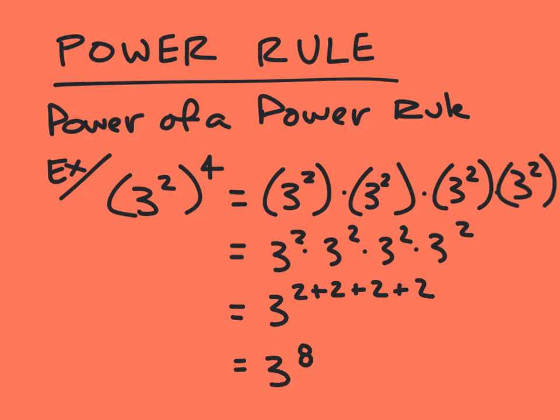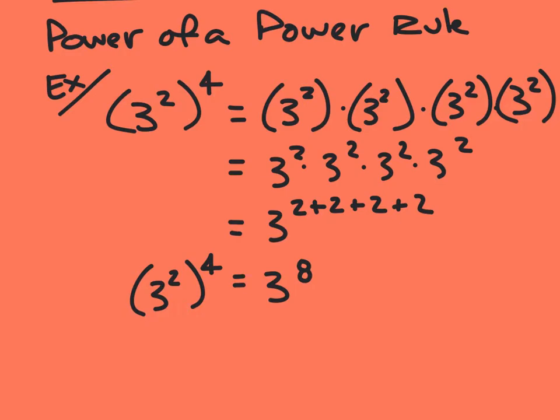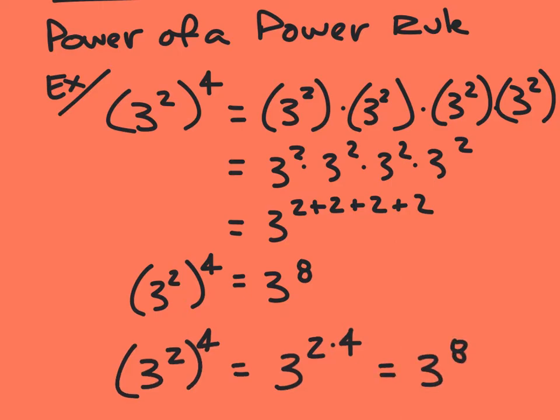So now the question is, looking back at your original, you have 3 squared to the 4th power. What are you doing with 2 and 4 to get 8? And the answer is that you multiply, all right? So if I've got 3 squared raised to the 4th power, I can really rewrite that as 3 to the 2 times 4 power, which gives us 3 to the 8th. And we could evaluate from there. Now this number is going to be really big, so I'm not going to evaluate it, but that's what we're doing.